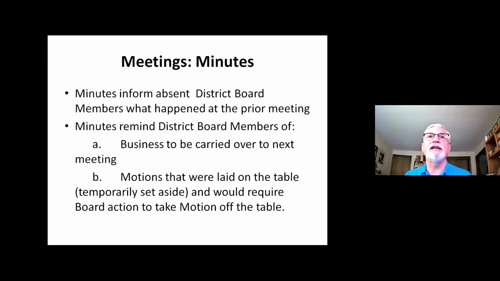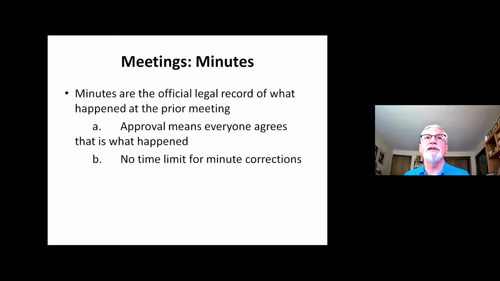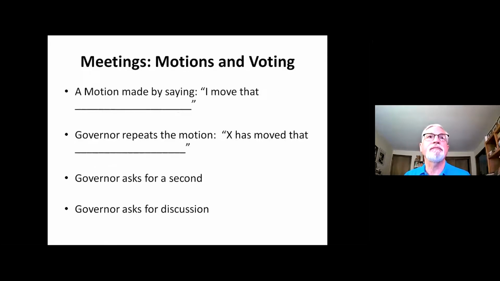Minutes are key because they inform any absent district board member what happened at the meeting. They also remind board members of business that was carried from one meeting to another, and that if any motions were laid on the table, it would require board action to take the motion off the table at the next meeting. Minutes are the official legal record of what happens at a meeting, and approval means that everyone agrees that is what happened. There's no time limit for corrections if an error is noted.